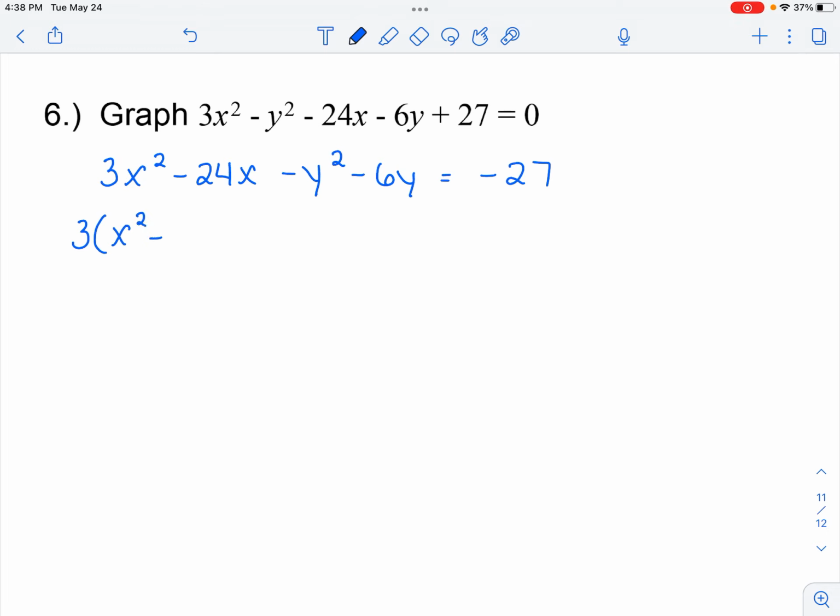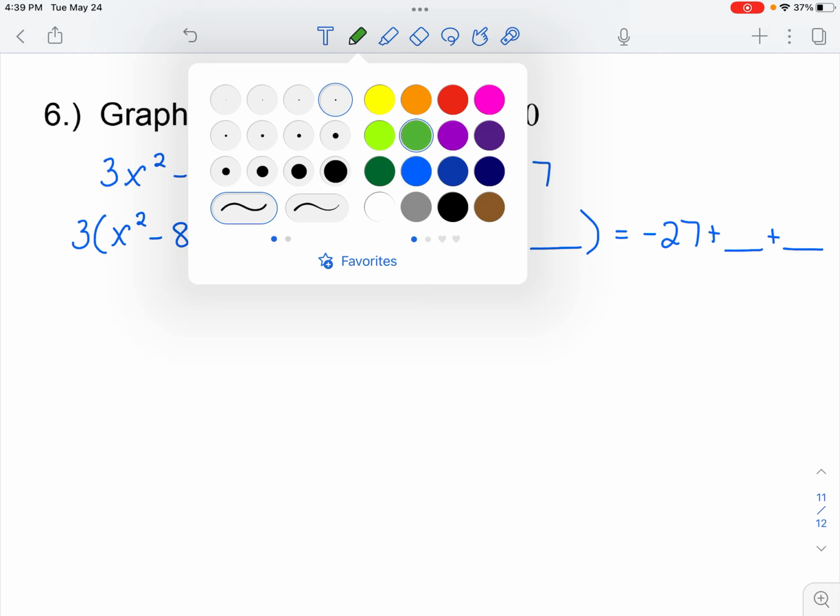So that leaves you the x squared minus 8x, and I'm going to fill in a blank in a moment to complete the square. Now with the y squared, there's just a negative in front, so I'm going to pull out the negative, make it y squared. That turns this to a plus 6y, and I'm going to fill in a blank to complete the square there. And that's going to equal negative 27 plus 2 values to correspond to the other two blanks.